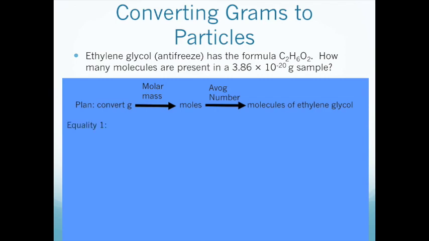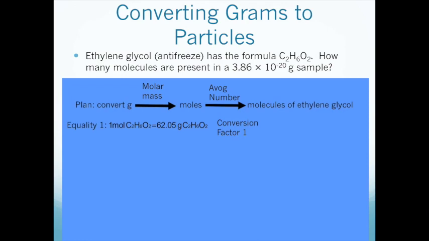So the first equality is that 1 mole of C2H6O2 is 62.05 grams. This could easily be found by adding the mass of 2 carbon atoms, which is 12 times 2 is 24, plus 6 hydrogen atoms. 6 times 1 is 6, bringing the total to 30. And then 2 oxygen atoms weighs 32, so 30 plus 32 is 62. And the little bit of decimal left over is because of the slight differences from whole numbers of the various masses.